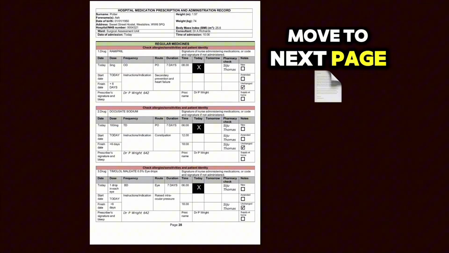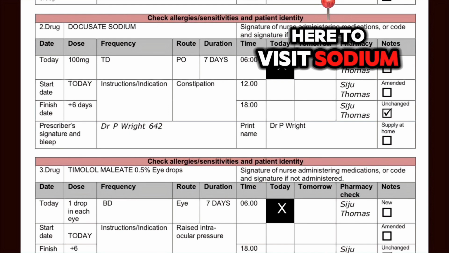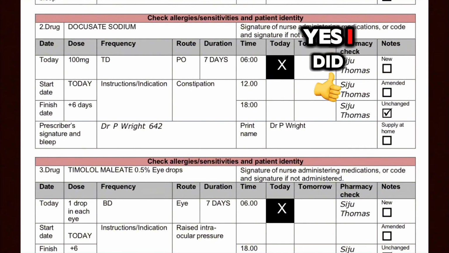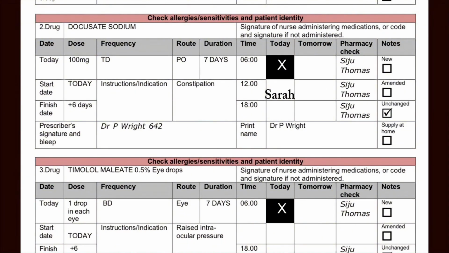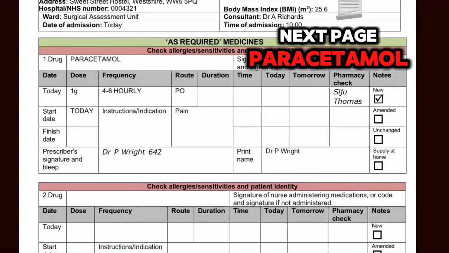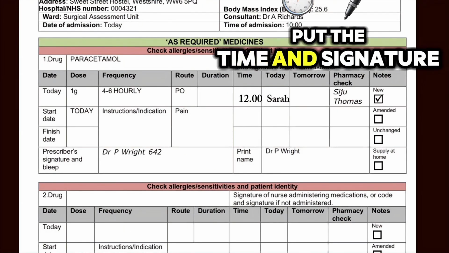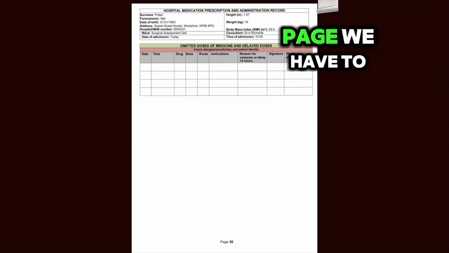Move to next page. Here, docusate sodium. Did I give this medication? Yes, I did, so I have to put the signature here. Next page, paracetamol. So I have to put the time and signature. Move to the last page.